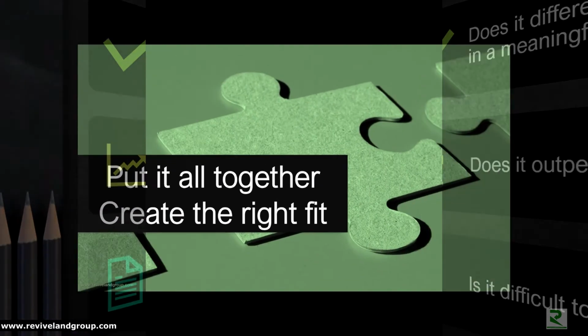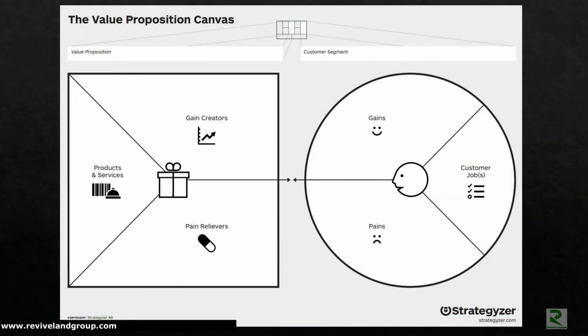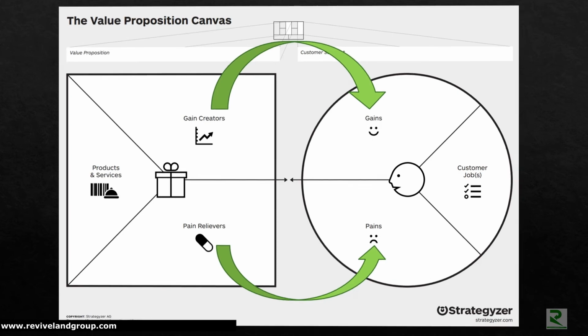Finally, it's time to put it all together and create the right fit. Let's go back to the canvas and look at it in its whole entirety. On the right-hand side we had the customer segments, and on the left side we had the value proposition. The whole purpose was, for the gains that the customer is looking for, you have gain creators, for the pains that the customers have, you have pain relievers, and for the customer jobs you have the products and services that you offer.